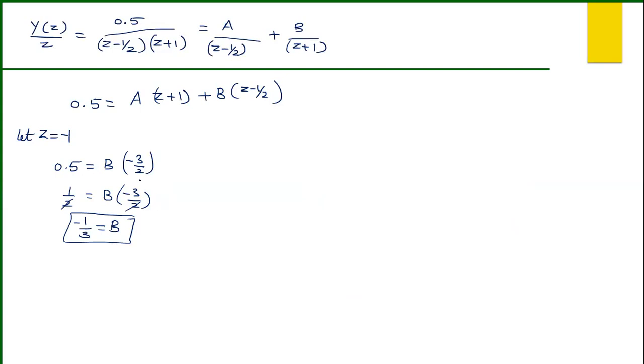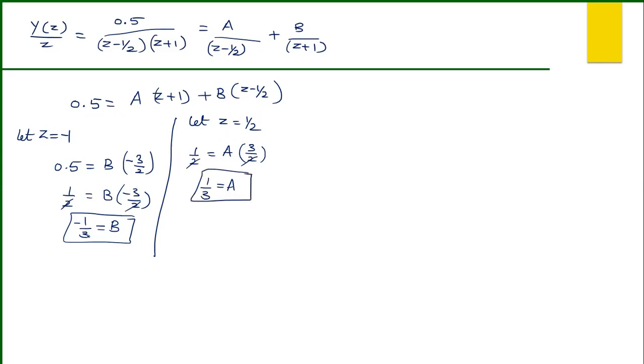Next, what we need to do, let Z equal to 1 by 2 we need to take. So 0.5 is nothing but 1 by 2 only. So 1 by 2 is equal to A into 1 by 2 plus 1. This will become 3 by 2. This 1 by 2 minus 1 by 2 will become 0. So then the A value, 2 will get cancelled. 3 you send that side, it will become 1 by 3. So A is 1 by 3, B is minus 1 by 3.